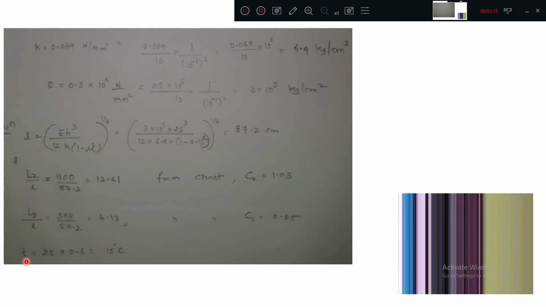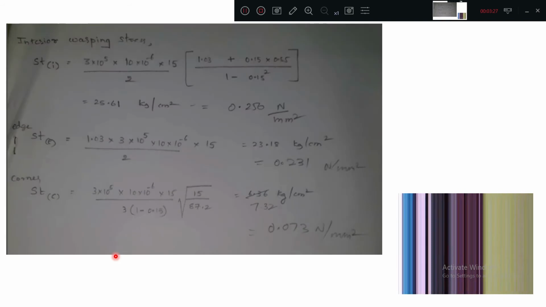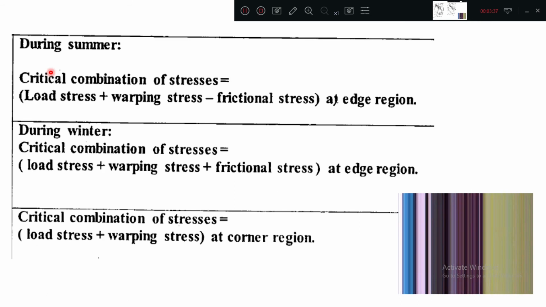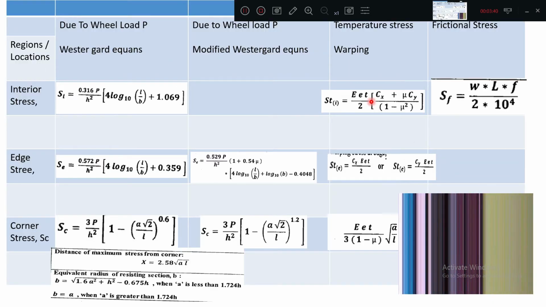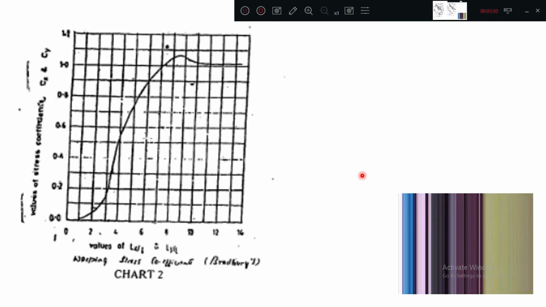0.45. So T is 0.6 per degree, sorry, per centimeter. Here it is 25, thickness of the slab. So it is 15 degree centigrade. So now nothing is there, direct formula. Which formula? This 1, 2, 3, interior, edge, corner. You can use this, you can use this, whichever is higher, that is the value.